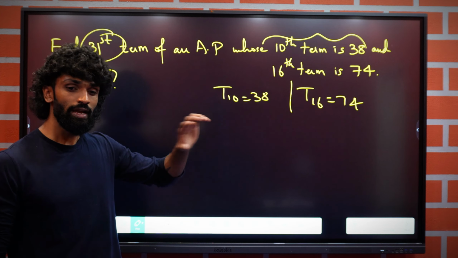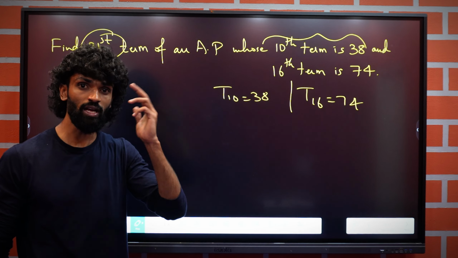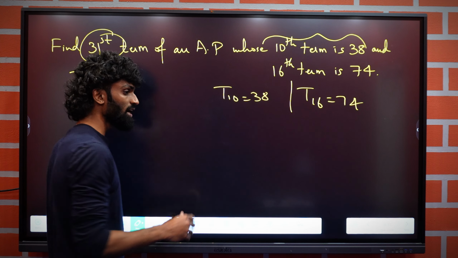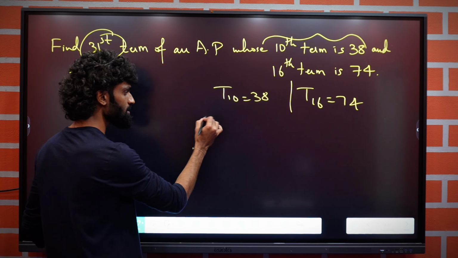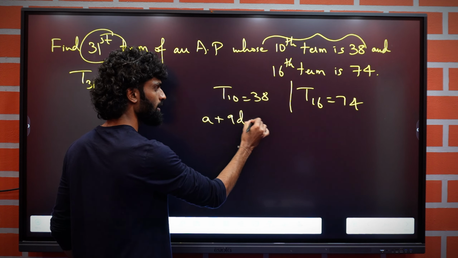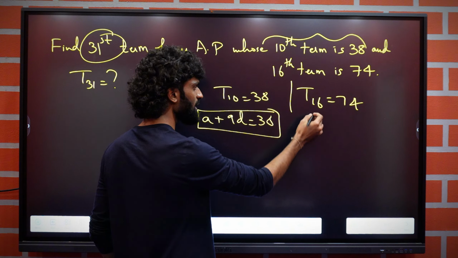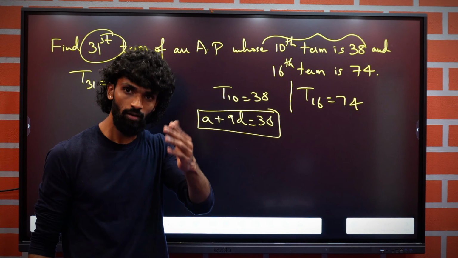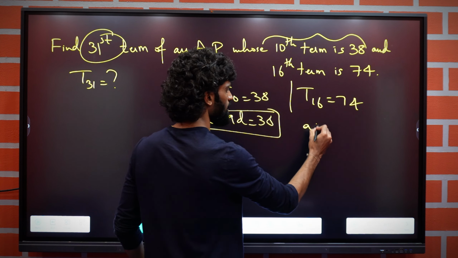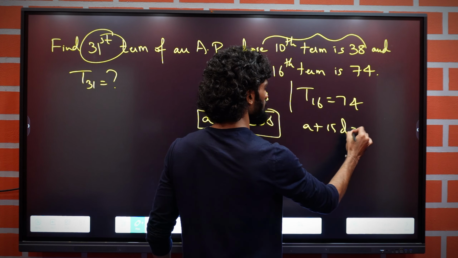Now T10 in terms of equation wise, what can it be used for? I mean, what can it be written as? A plus 9D, just now I told you the hint, equals 38. I'll box this as equation number 1. Similarly, T16 is what? A plus 15D equals 74.